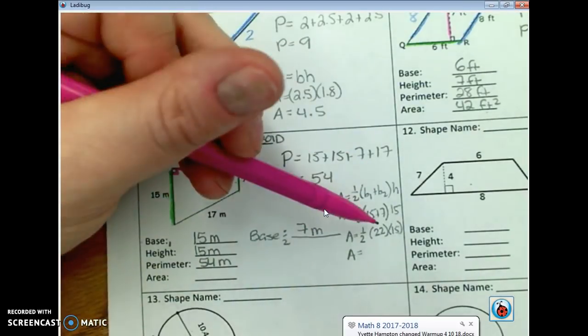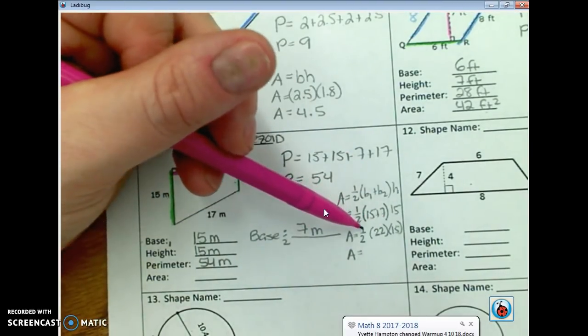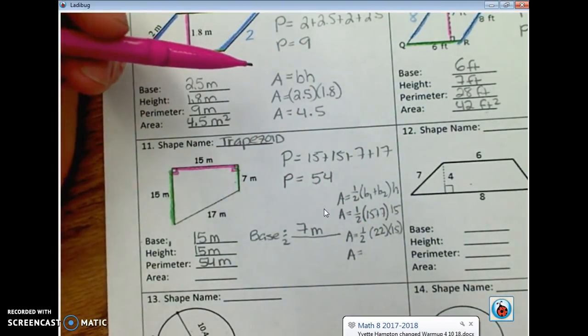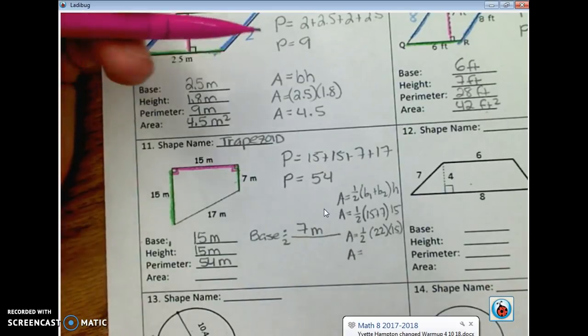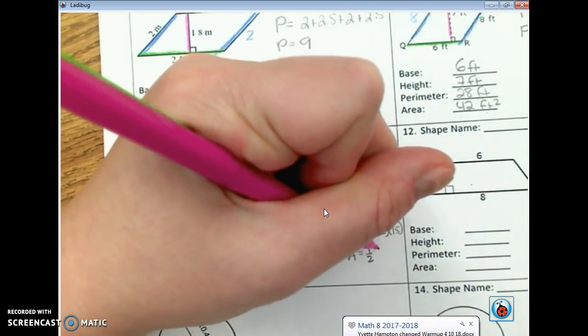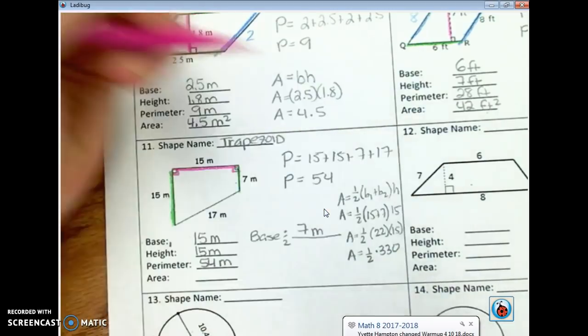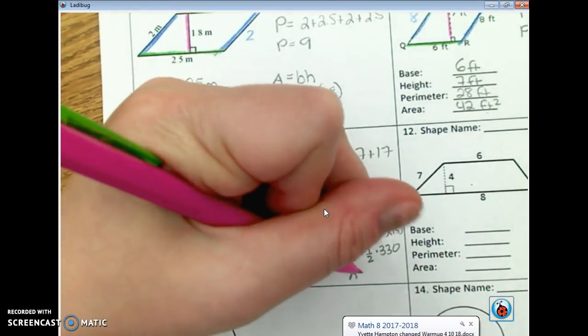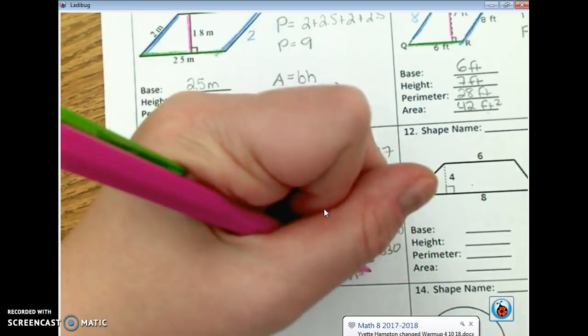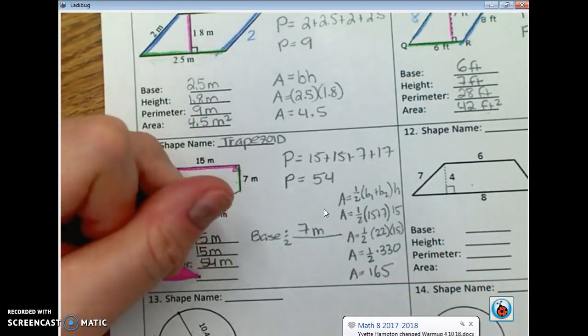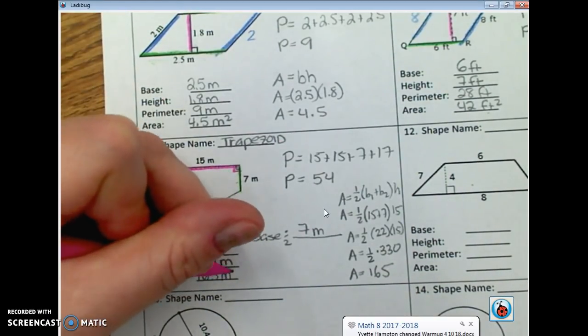Now your choice on how you want to do it. You can do 22 times 15. You can do half times 22. Completely up to you. Like I said, I like to save my fractions for the end. So I'm going to do 1/2 times 330. Right? And half of 330 is 165. So 165 meters squared.